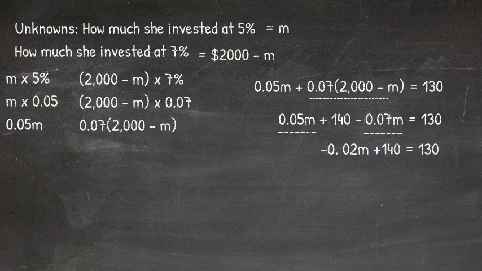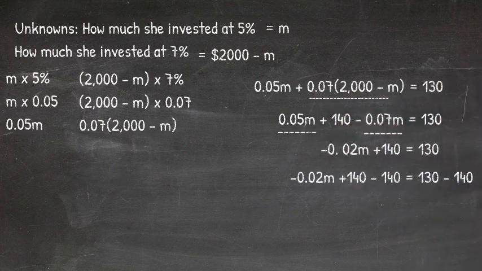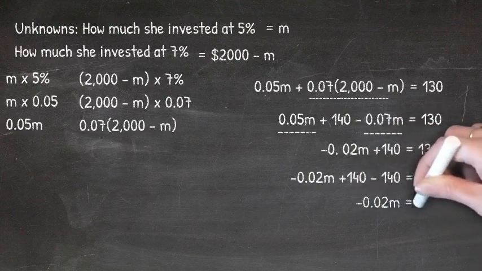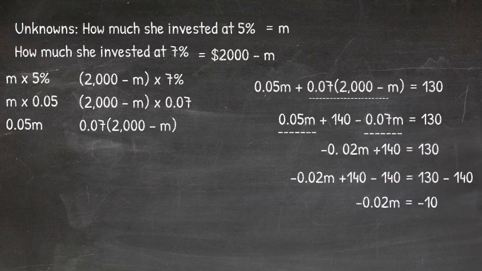Let's start working on isolating that variable. First, we'll deal with the constant 140. So negative 0.02 M plus 140, its opposite operation is subtracting 140, is equal to 130 subtract 140. If we do it on one side, we've got to do it on the other. That gives us negative 0.02 M, which is equal to negative 10.